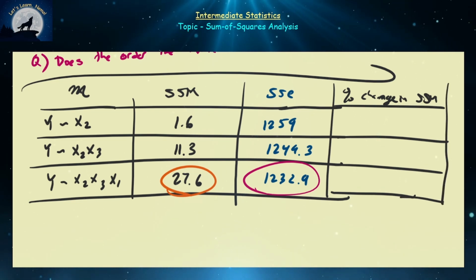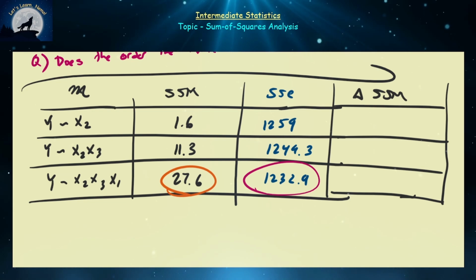So if we look at these percentage changes, we're going from 0 to 1.6, so that's going to be 59.1%. And then we're going to go from 1.6 to 11.3, and that's going to be... no, we're going backwards, right? So actually, let's do delta first. All right, so delta SSM, 0 to 1.6, that's obviously just going to be 1.6. 1.6 to 11.3, that's obviously going to be 9.7.